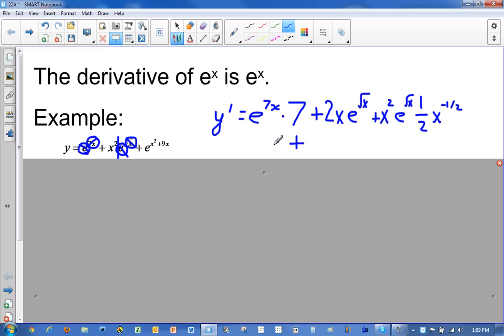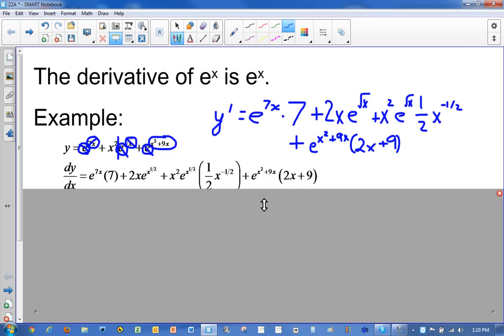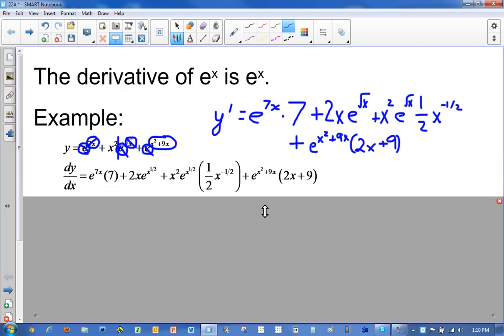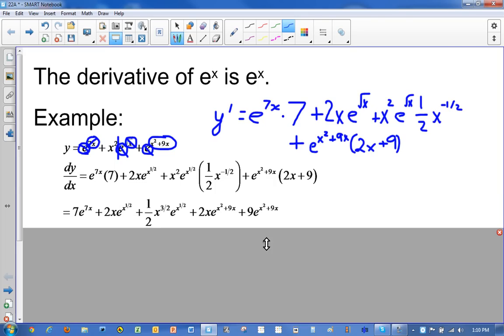Then for the last term, I've got another chain rule. The derivative of e to the something is e to the something. So e to the x squared plus 9x, that whole thing is an exponent, so that takes care of that, times the derivative of x squared plus 9x, which would be 2x plus 9. All right, so before I simplify, that's basically what I get, and hopefully that matches up with what I wrote down. Then, if I need to, I would simplify it.